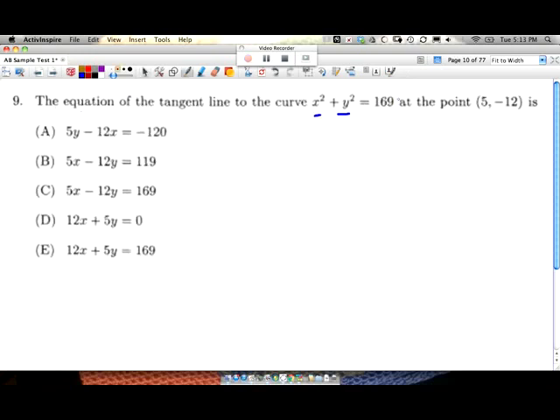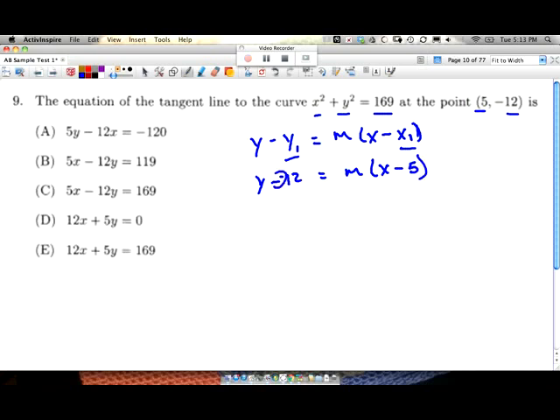The equation of a tangent line to the curve x squared plus y squared equals 169 at the point (5, negative 12) is... Okay, equation of the tangent line. Tangent line means y minus y1 equals the slope times x minus x1. No big deal. They even give us y1 and x1. It's going to be y minus negative 12 equals the slope m times x minus 5. From this point I see that this becomes plus 12. I just have to figure out what the slope equals.